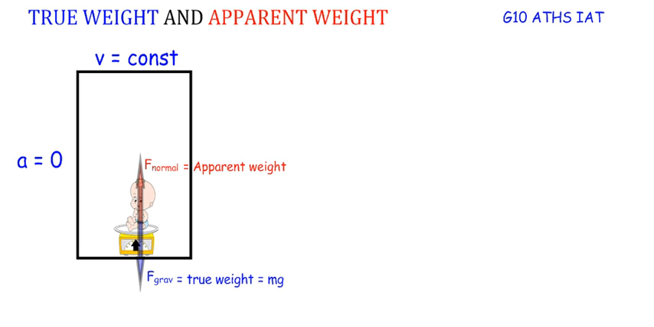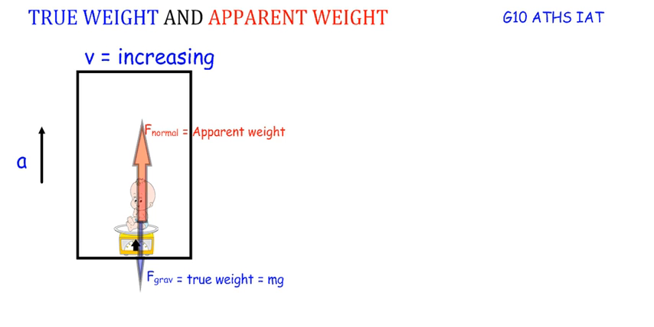However, if the elevator were not accelerating at zero value, but were accelerating upwards, in other words, its speed was increasing upwards, then by Newton's second law, it'll have a resultant force, or a net force, acting upwards. Since the gravitational force of true weight cannot change, it means that the weighing scale has to push upwards on the baby with a much greater force. In this situation, the apparent weight is greater than the true weight.